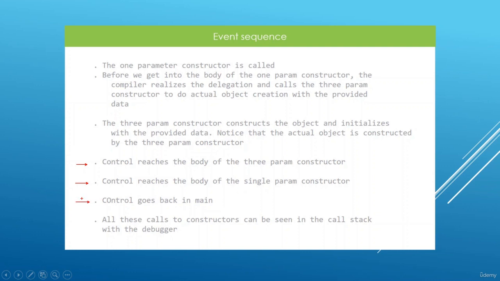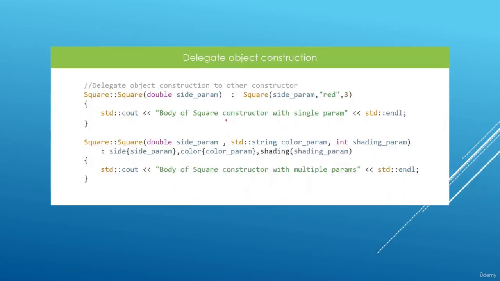One thing you should know is that all these calls to these constructors can be seen in the call stack with the debugger, and we're going to see this in a minute. But now what we really want to know is the syntax to do constructor delegation and understand what this is going to do. It is going to delegate the work to build the object to another constructor. And the syntax to do this is to use an initializer list, which is going to call the other constructor. And this is really cool.